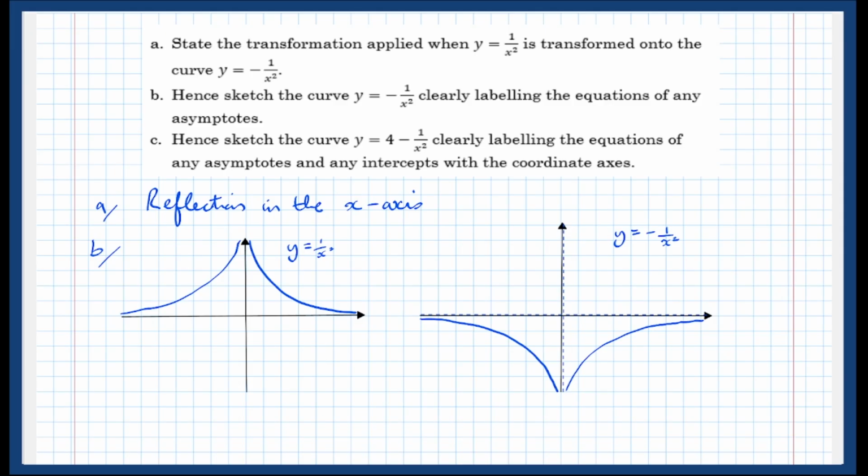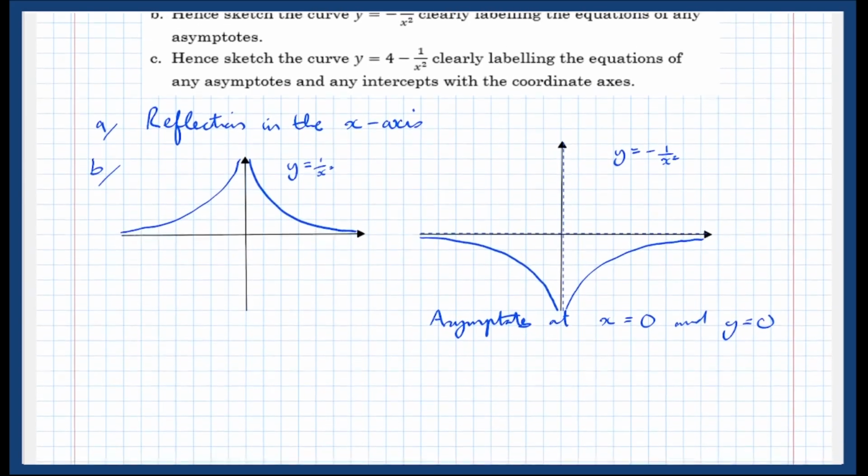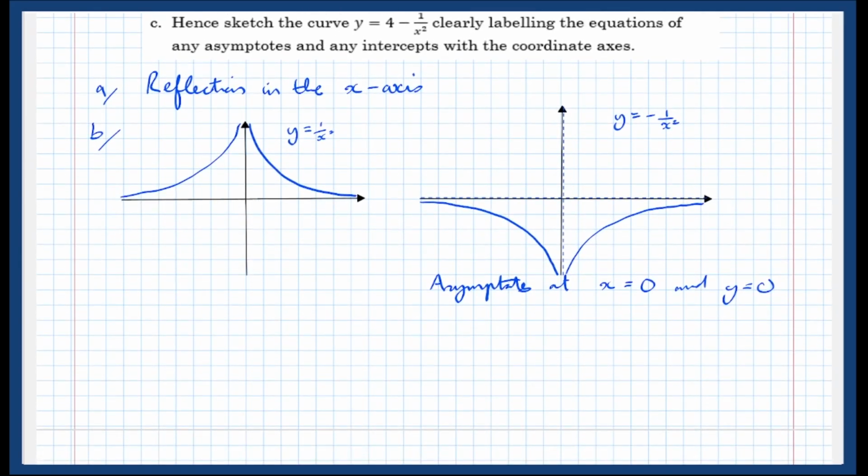So write it down. Asymptotes at x equals 0 and y equals 0. They're the equations of the two asymptotes. And there we have it. So that's part B done. And now for part C. It says hence sketch the curve y equals 4 minus 1 over x squared, clearly labelling the equations of any asymptotes and intercepts with the coordinate axes.